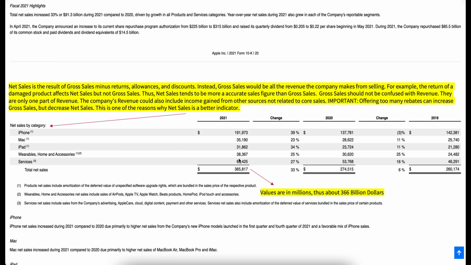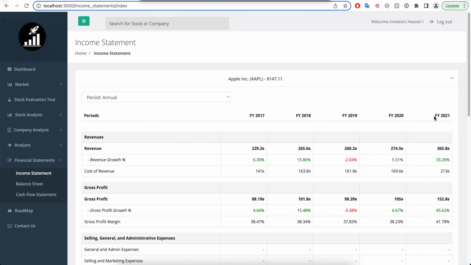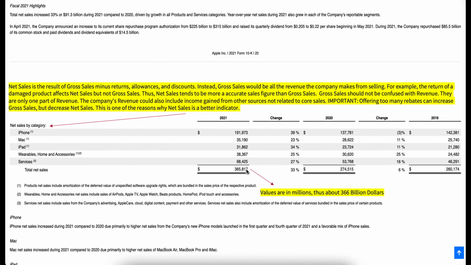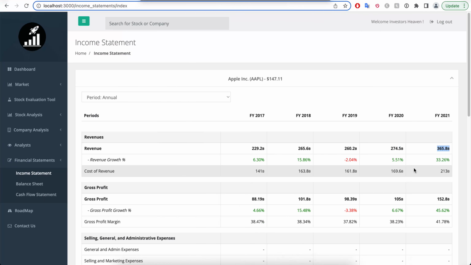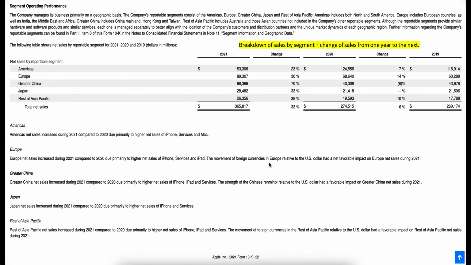Okay, so let's move on and try to correlate this figure here, almost $366 billion. Let's go back to our tool. You will see fiscal year 2021, $365.8 billion is what is reported here, which is the exact figure that you are seeing here. It's a little bit rounded, of course, because you want to be seeing it in a better manner. You don't want to be seeing all the decimals here, but all the calculations in this tool are actually using the exact figures. This is just for your viewing pleasure here. Okay, so let's go back and move on to the next slide.